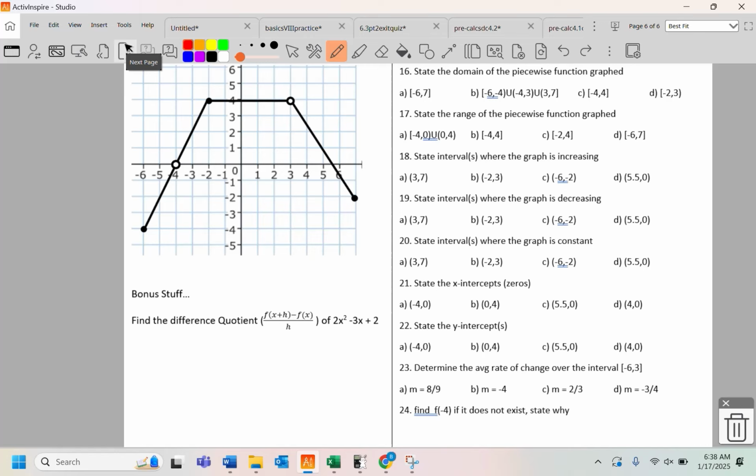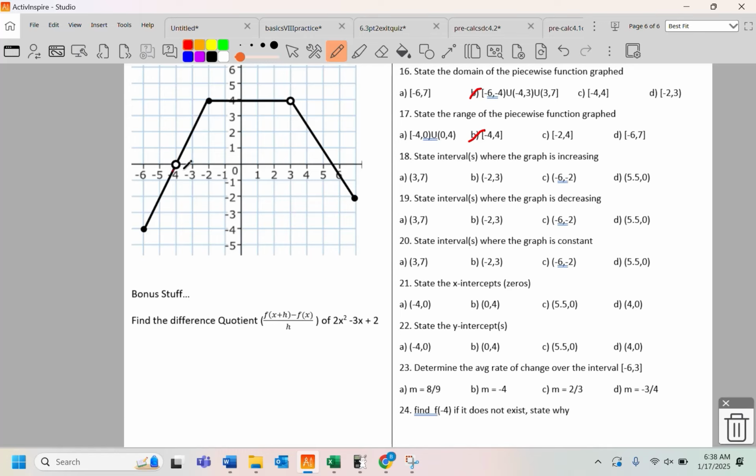All right, state the domain. This one, it runs from -6 to -4. Then it runs from -4 all the way to 3. Then it runs from 3 to 7 as choice B. The range, your low y value is -4. Your high y value is 4. You are increasing. This went fairly well.